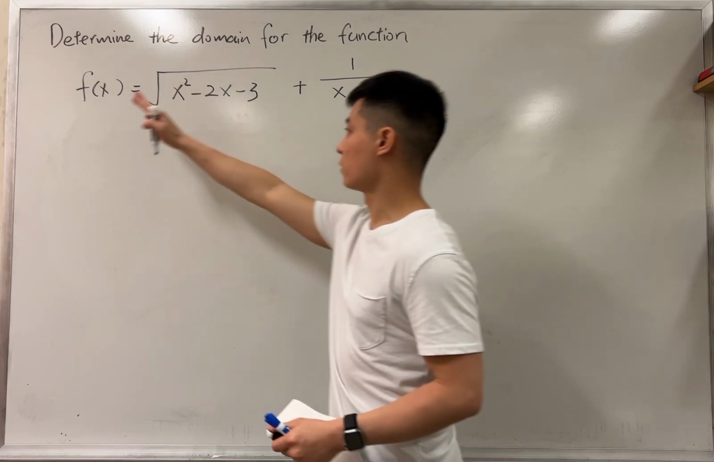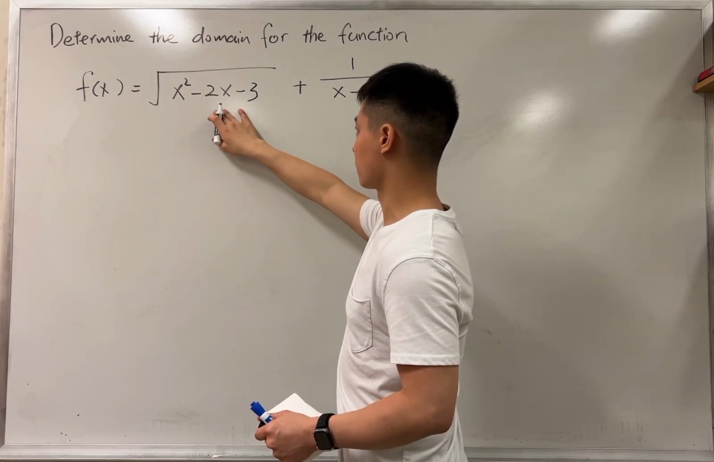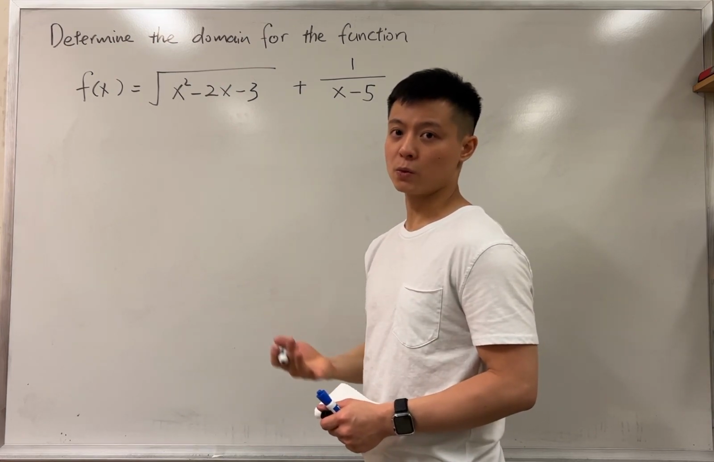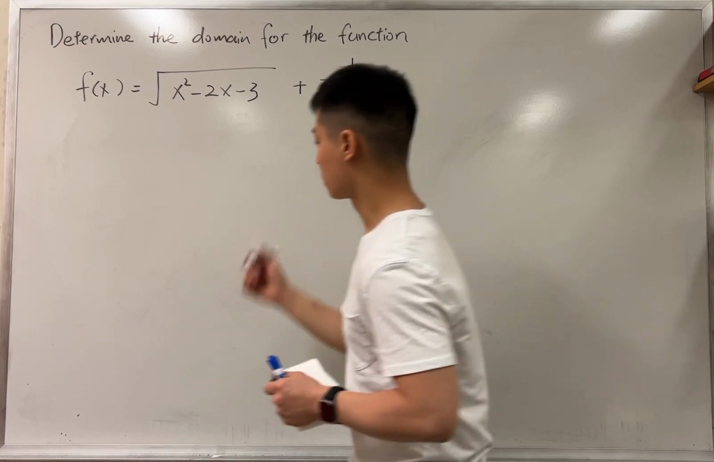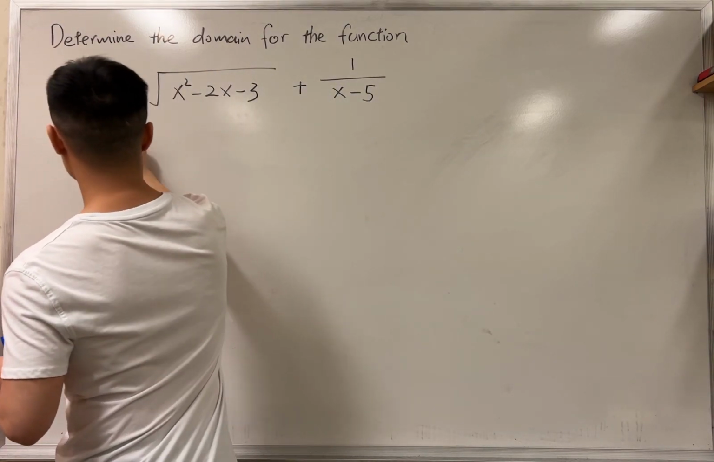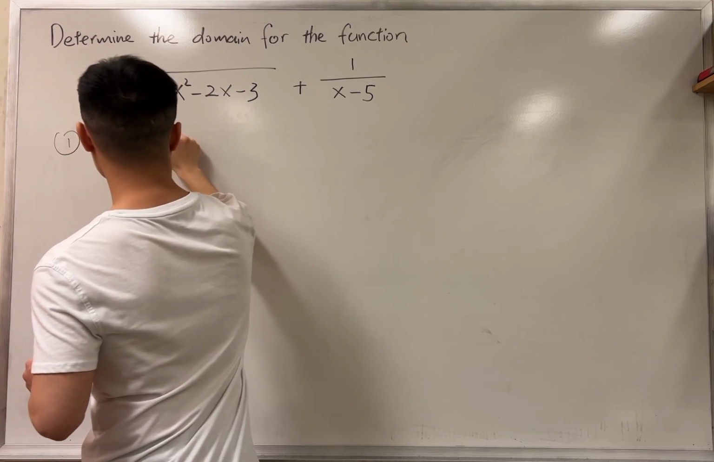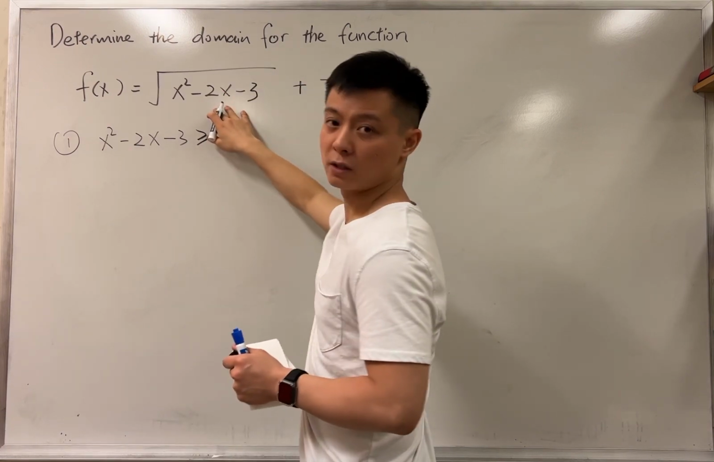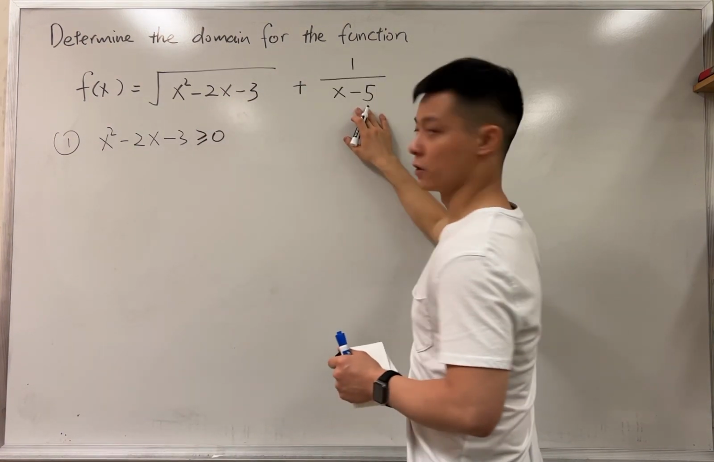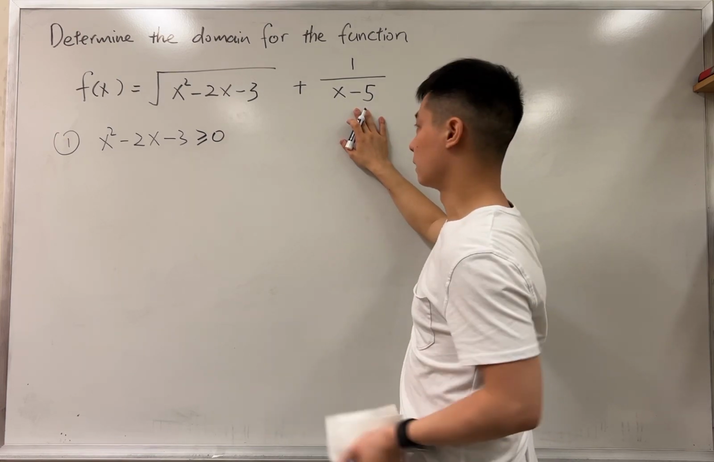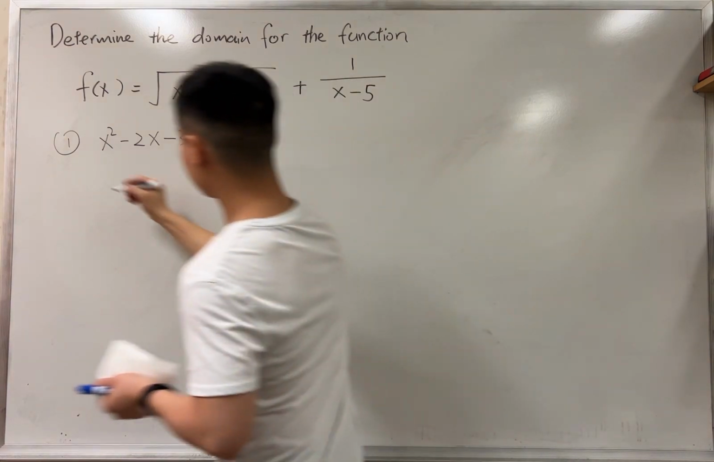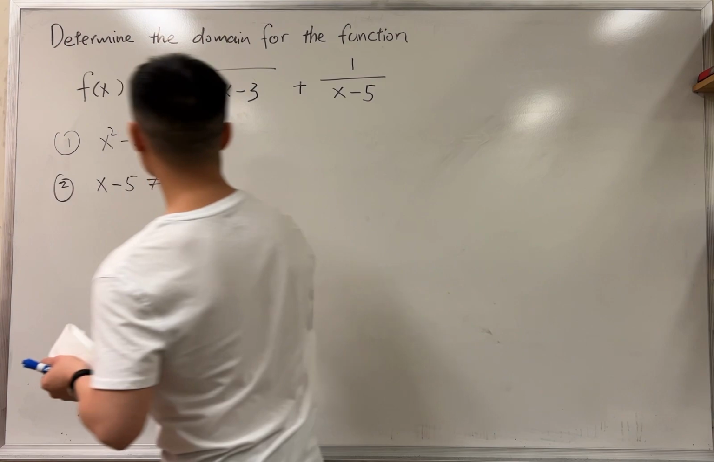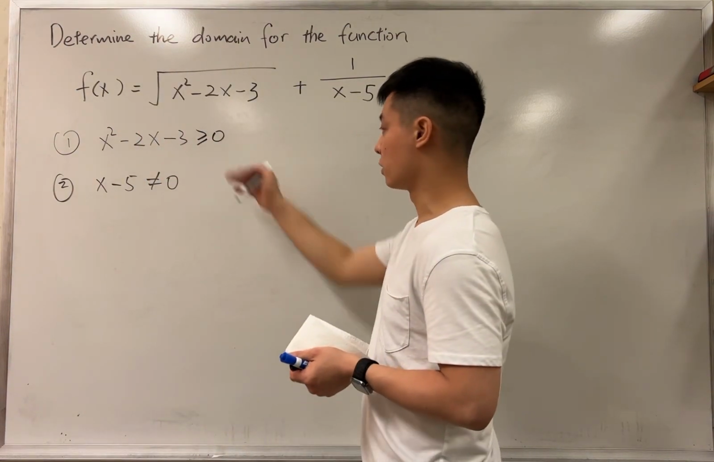We see the function f of x is made of the square root function and a fraction. And we know whatever is underneath the square root has to be non-negative. So our first condition is going to be x squared minus 2x minus 3 greater than or equal to 0, to ensure that this is non-negative. And then for the fraction, it's obvious that the denominator cannot be 0. So we will have x minus 5 to be non-zero. Let's solve each of them.